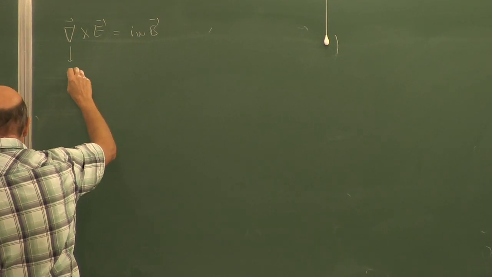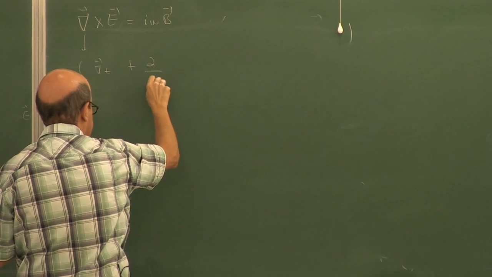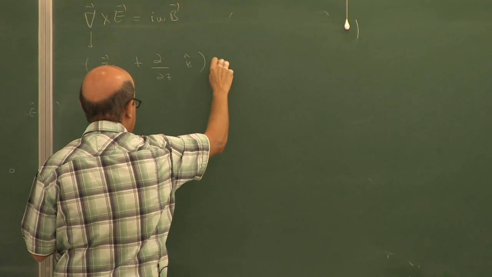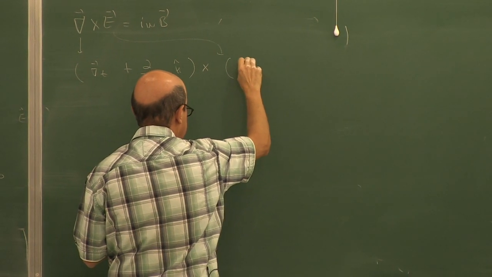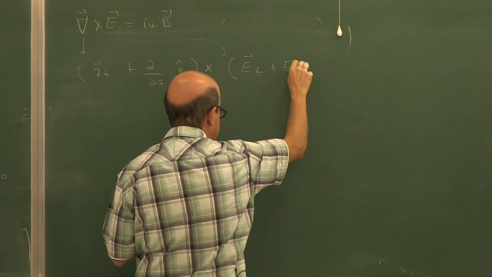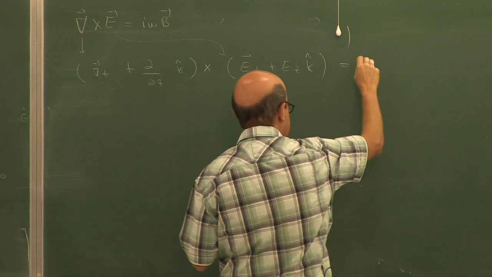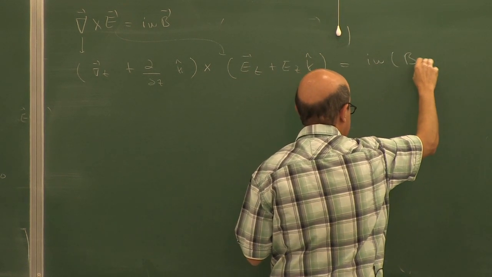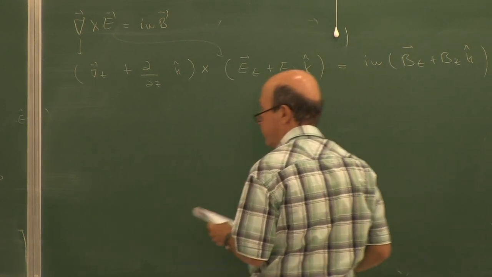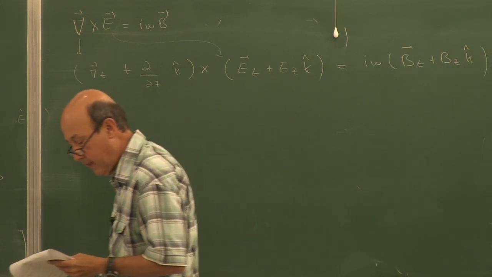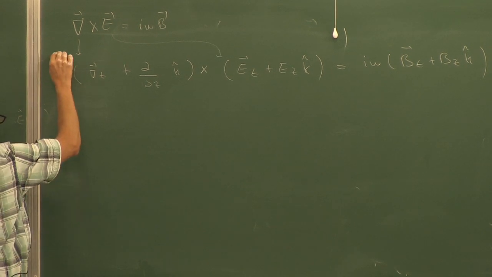You can write this gradient as gradient of the transverse plus del over del z k hat, cross product E. You can write the E as E transverse plus Ez k hat, and that is equal to I omega B transverse plus Bz k hat. Okay. Then take the dot product with the k hat, both sides.